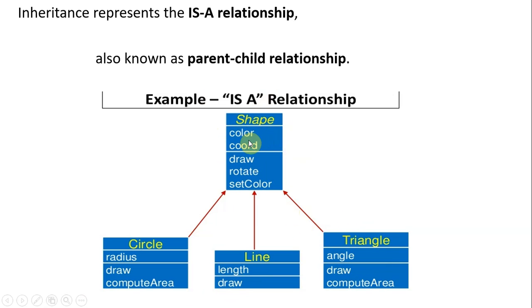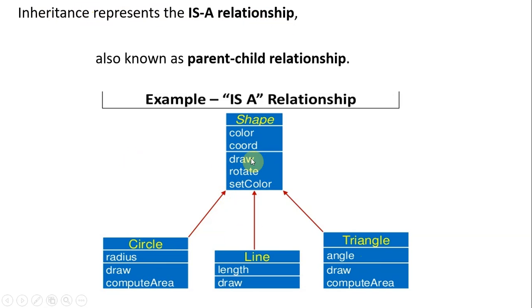So shape has some color, coordinates, and draw and rotate. I mean, color and coordinates are nothing but attributes, and draw, rotate, set color are nothing but actions performed by the shape. Now if you see the relationship between shape and circle, shape and line, shape and triangle, what does it mean? That is called an "is-a" relationship. Circle is a shape, line is a shape, triangle is a shape. The direction of the relation is showing upward. So inheritance represents the "is-a" relationship.